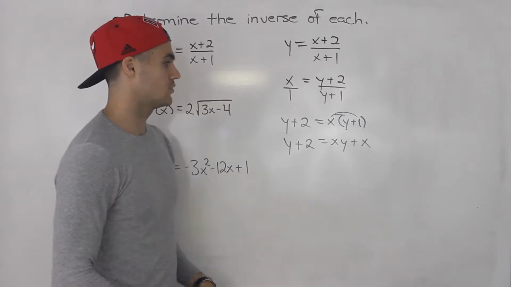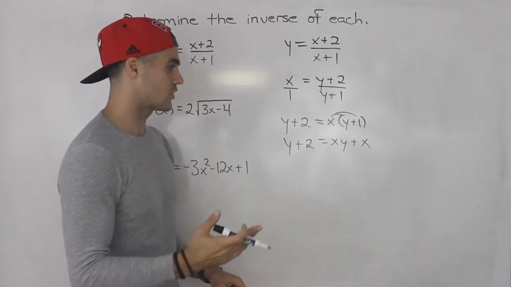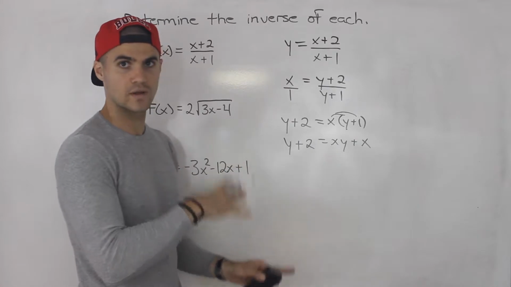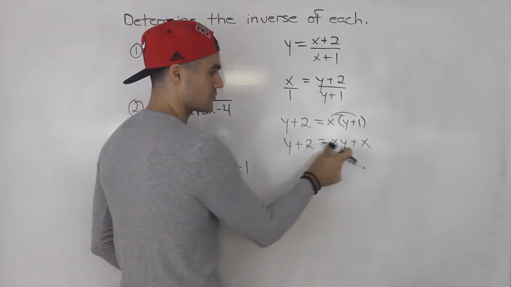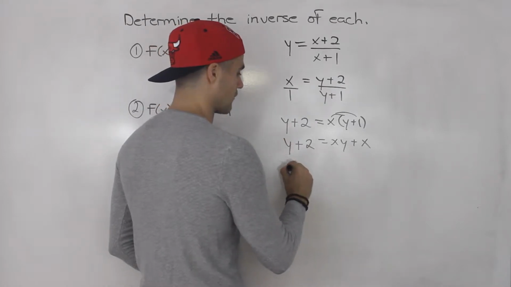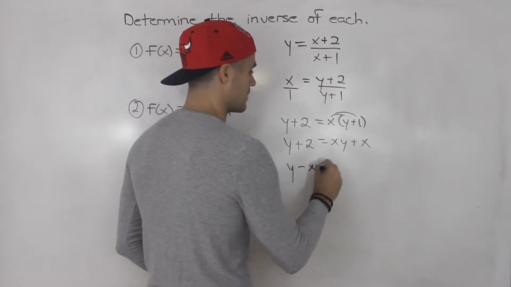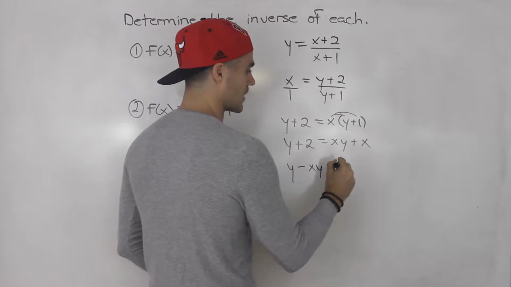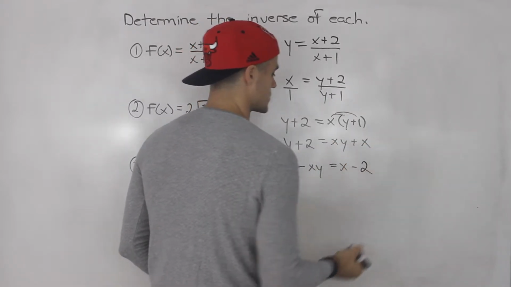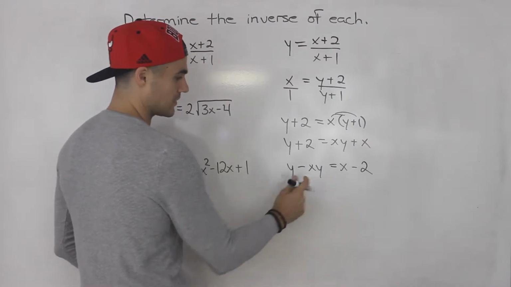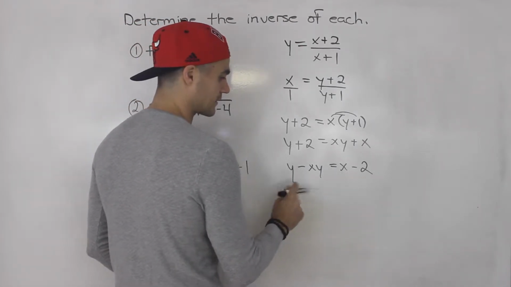And then from here, you want to bring all of the terms that have a y with them to one side and all the other terms to the other. So notice we have a y here. So I'm going to take this xy, I'm going to bring it over. So we'll have y minus xy. And then this 2 I'm going to bring over to the right side. So we'll have x, this x here, minus 2. We switch the sign.